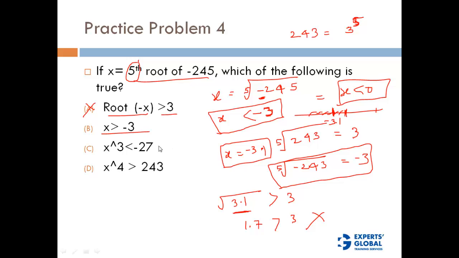Second option, x greater than minus 3. We already know that x is less than minus 3. So this option cannot be true.